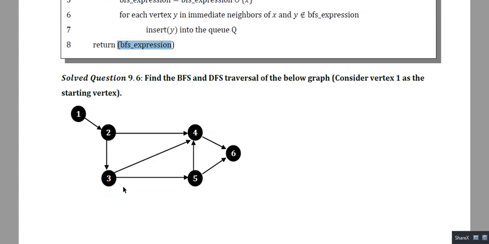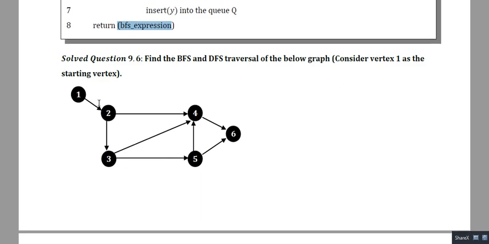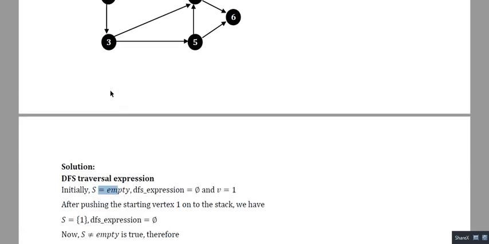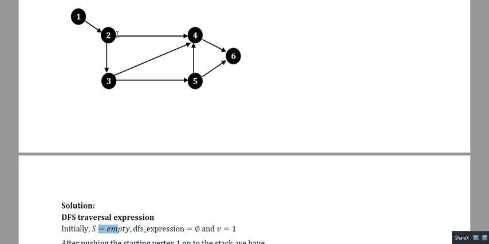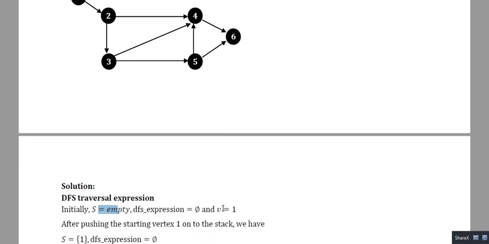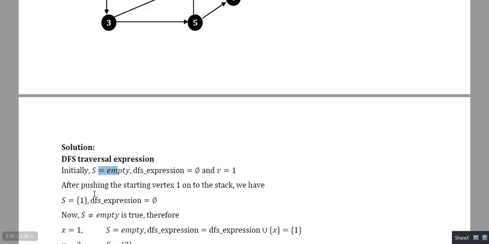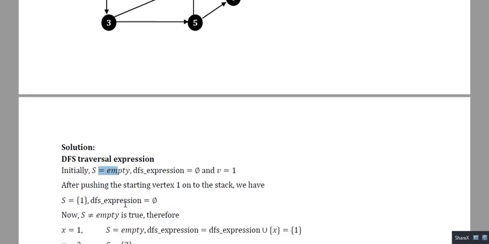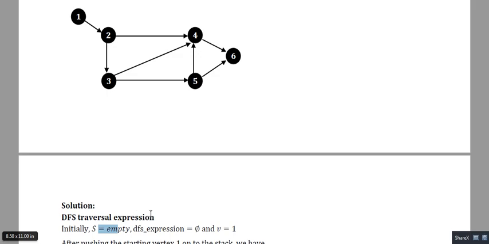Let me take an example to demonstrate this BFS and DFS algorithm in graph theory. This is the graph, and let us assume that vertex v1, or 1, is the starting vertex. You have to apply DFS and BFS to find the traversal. Let me apply DFS first. DFS says initially the stack is empty, and initially the DFS expression is also empty, phi, and V, the starting node, is 1. Now after pushing the starting vertex 1 onto the stack, the stack will contain 1, and the DFS expression will remain the same, phi. Now you go to the third step. The loop condition holds, the stack is not empty.